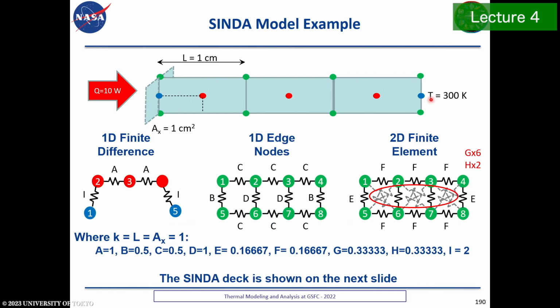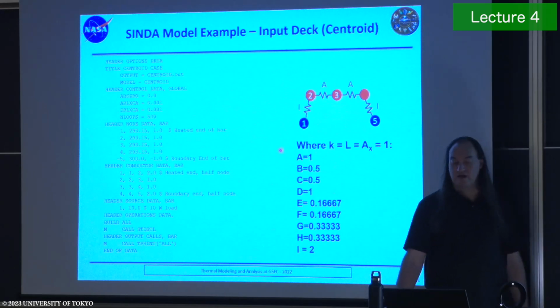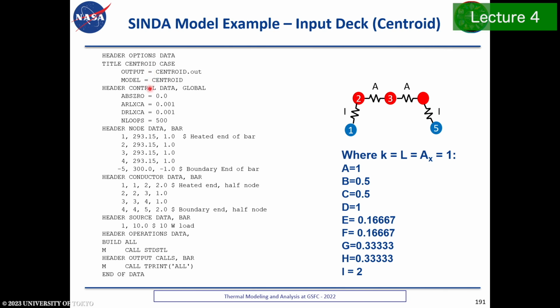So for the finite difference, we're going to add in this half conductance here, and then go from 2 to 3, and 3 to 4, and 4 to 5 with the half conductance. Edge nodes, we have it, and then the conductances for finite elements. So this is what the SINDA would look like. There's the options data, absolute, 0, header node data. Here's my boundary node at the end with a negative sign. Here's the conductance values, call the steady state, and then call tprint.